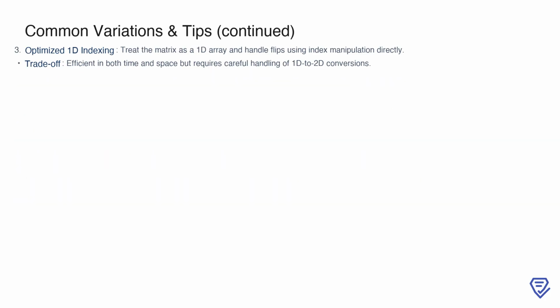Finally, an optimized approach involves treating the matrix as a 1D array and performing flips using direct index manipulation. This technique is efficient in both time and space, as it eliminates the need for a full 2D representation and avoids redundant checks. However, it requires careful handling of the 1D to 2D conversions to ensure correctness. By converting indices accurately, you can achieve a streamlined solution that balances efficiency with simplicity. Each of these methods has its trade-offs, so understanding when to use them and being able to articulate why you chose a particular approach is essential, especially in interview settings.